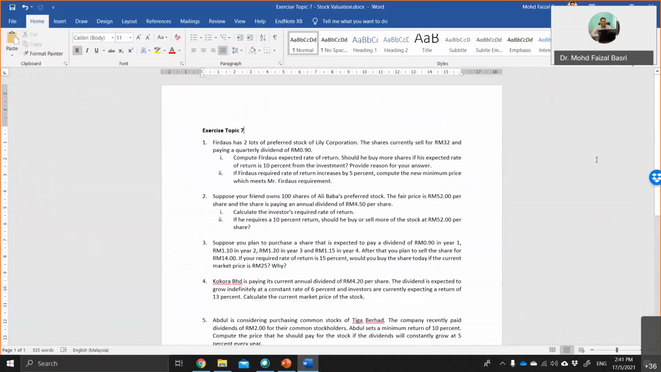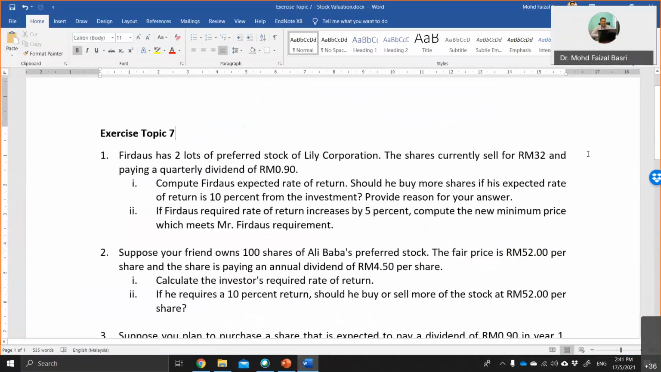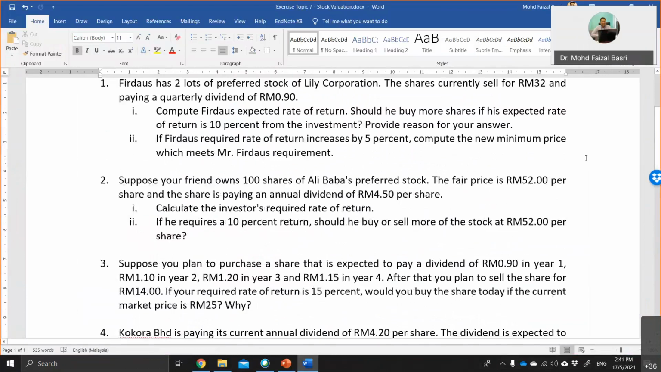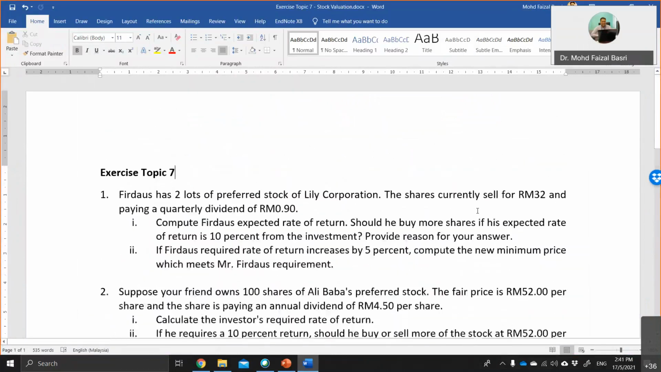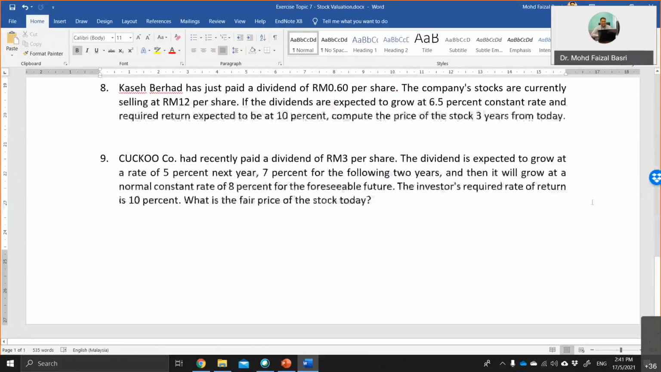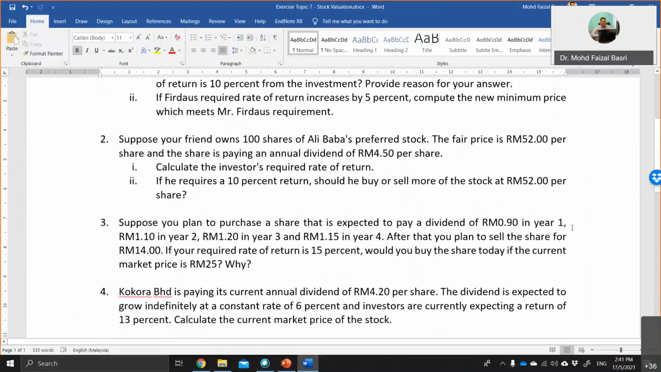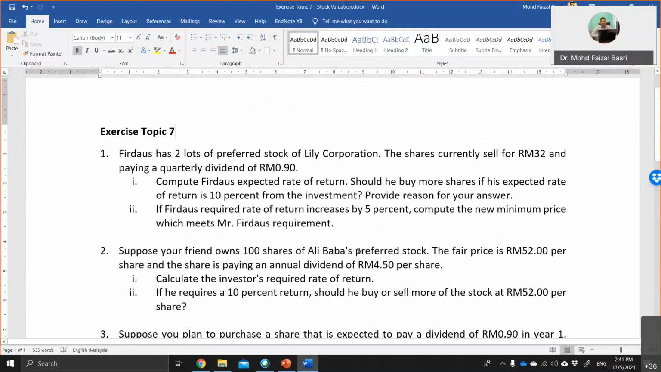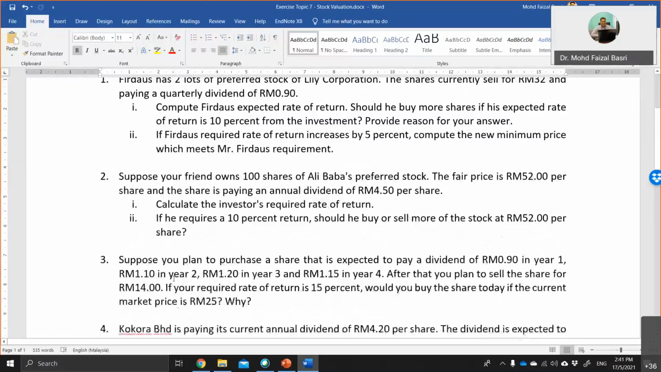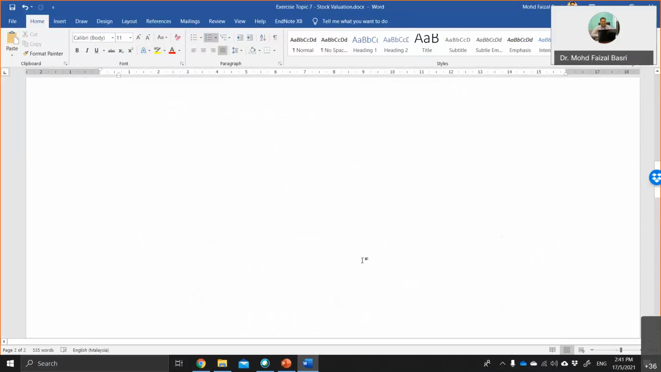Okay, let's try some questions here. Here I have some exercises. But obviously, this is a combined one, from question 1 until question number 9. So we just focus on the questions related to preferred only. So for example, here, the first two questions. Okay, question number 1 and question number 2. So I'm gonna move this down a bit so that I can write.